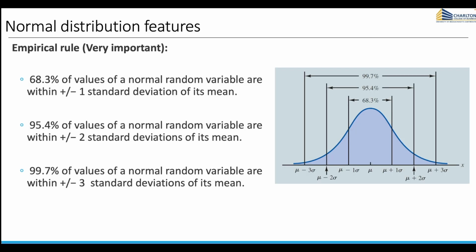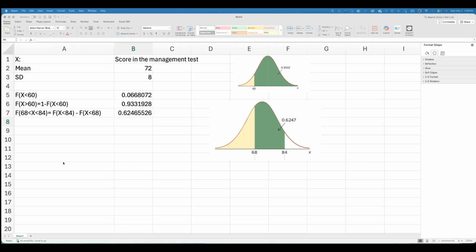With the same rule, we can introduce the empirical rule again. The empirical rule says that 68.3% of the data are within 1 standard deviation away from the mean, 95.4% are within 2 standard deviations away from the mean, and 99.7% are within 3 standard deviations from the mean. This is very important, specifically when we are dealing with statistical inference. Let's look at this rule with our example.